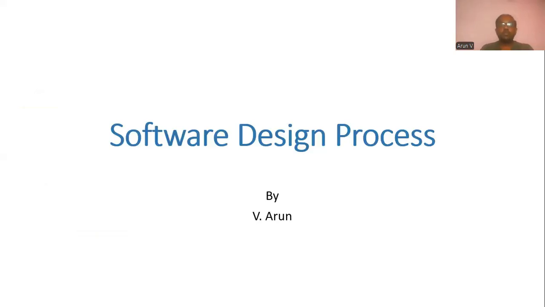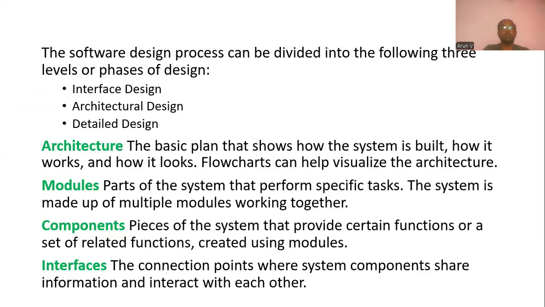Today's topic is software design process. In the previous video lecture, we discussed the fundamentals of the software design process. In this lecture, we will discuss three levels of software design: first level, interface; second level, architectural; third level, detailed level. Okay. Before going to discuss each level, what is the software design process?